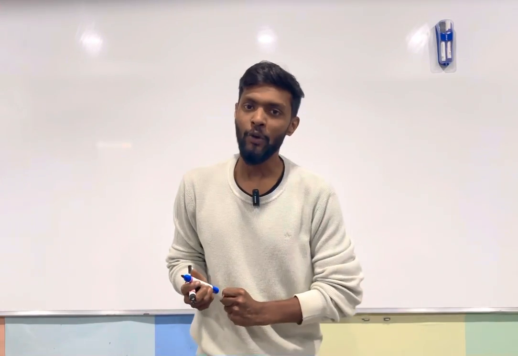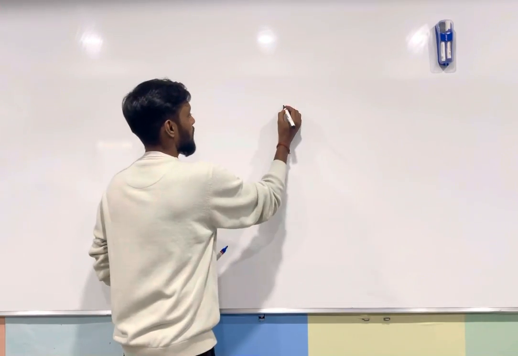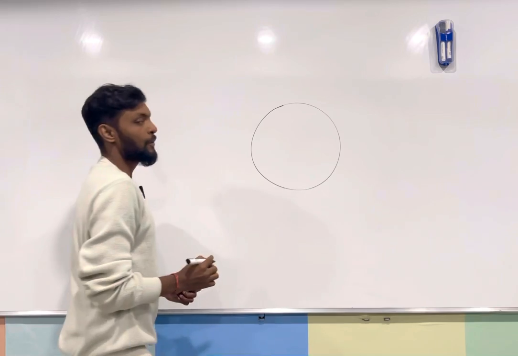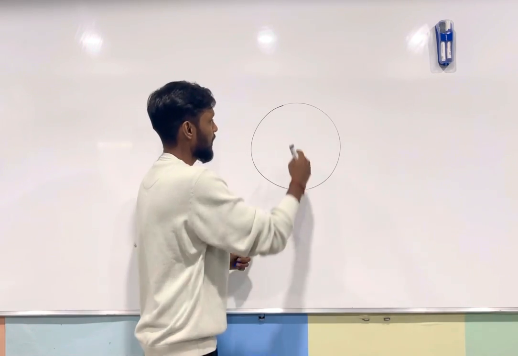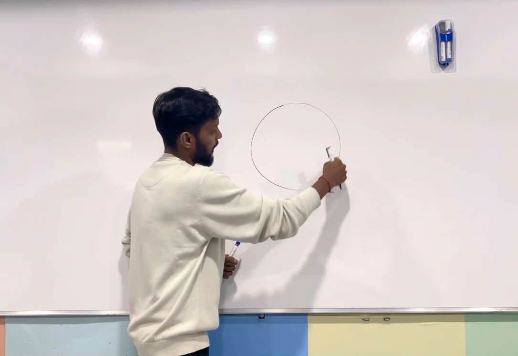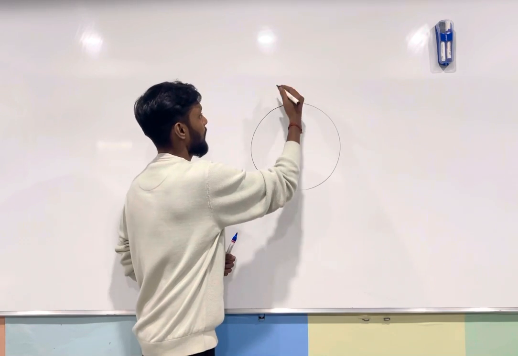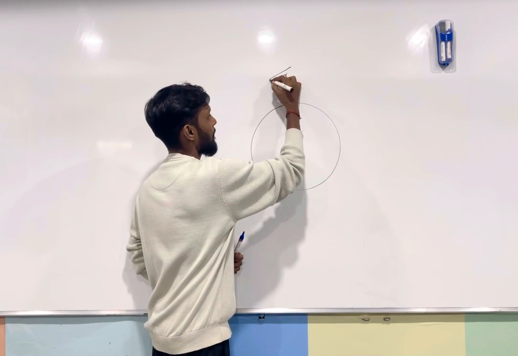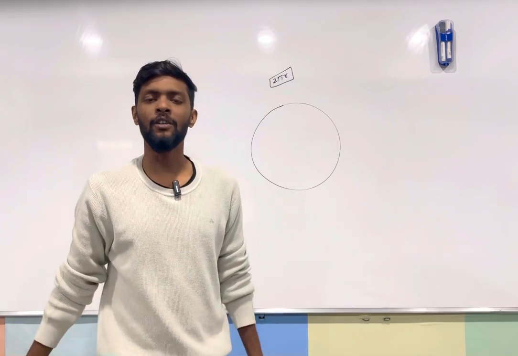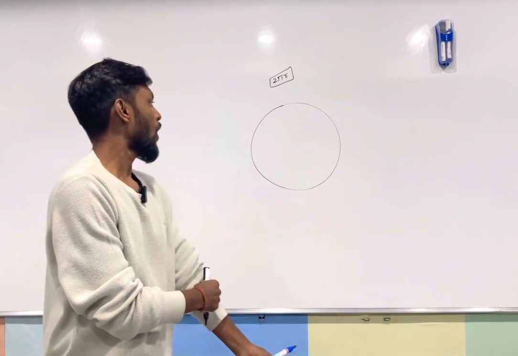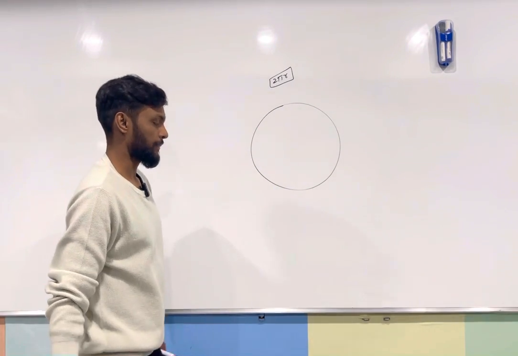So we are going to visualize the area of a circle. The circle we already know. If you take the radius of the circle as r, then the length of the entire circumference will be 2 pi r. And we also know that the area of a circle is pi r square. But how? How can you visualize it?